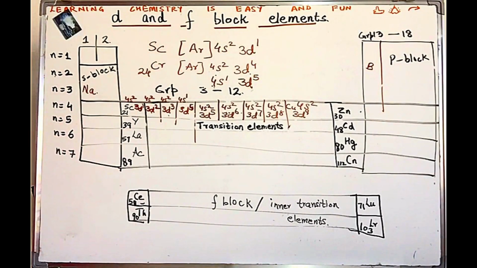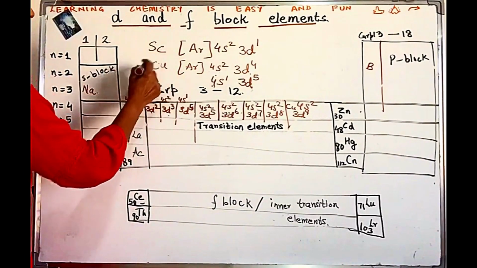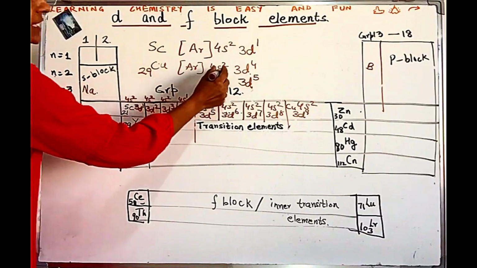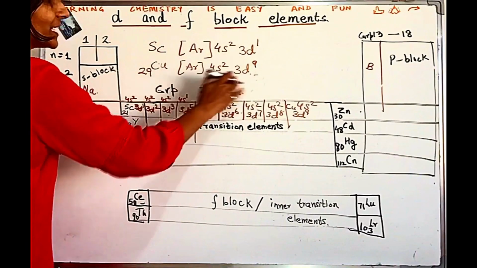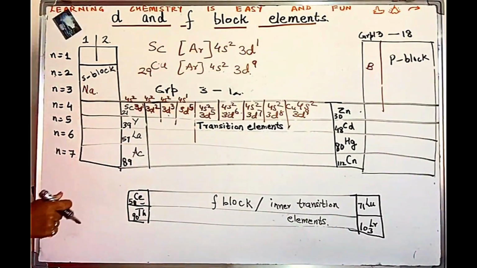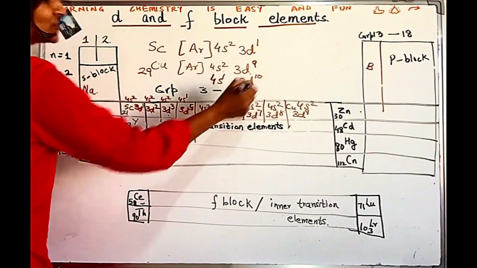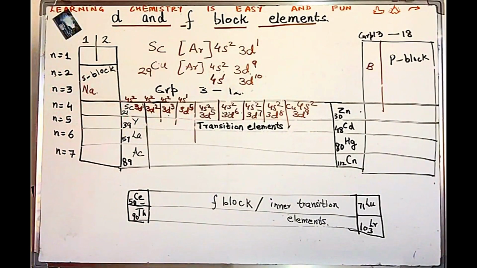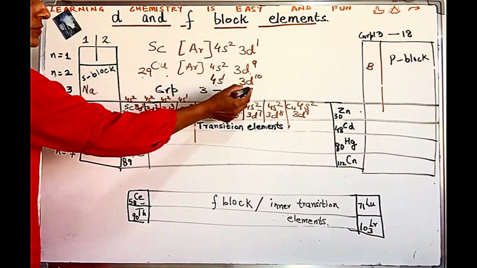Again, see something over here. In the case of copper, what we've got over here is copper, atomic number 29. Configuration 4s2, 3d9. Same situation as for chromium, right? So let's have the family sharing the burden so that it becomes a stable family. So copper, atomic number 29, is 4s1 3d10.